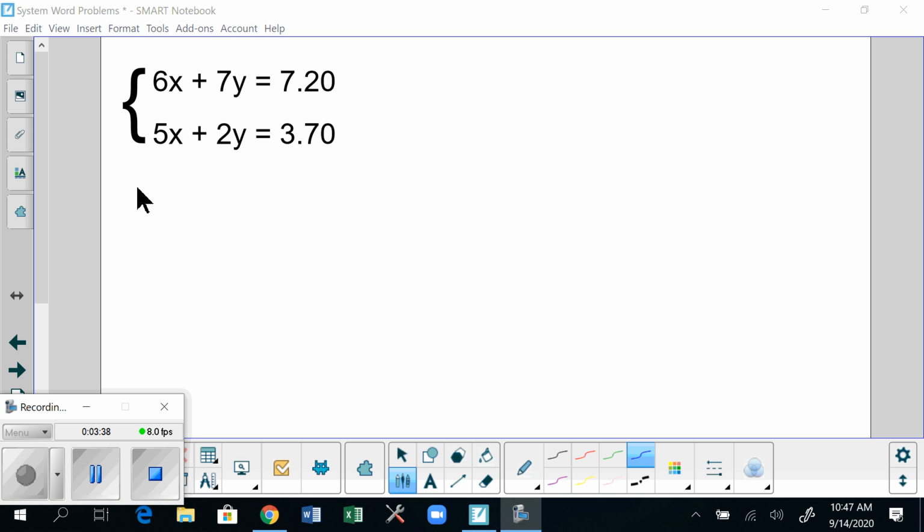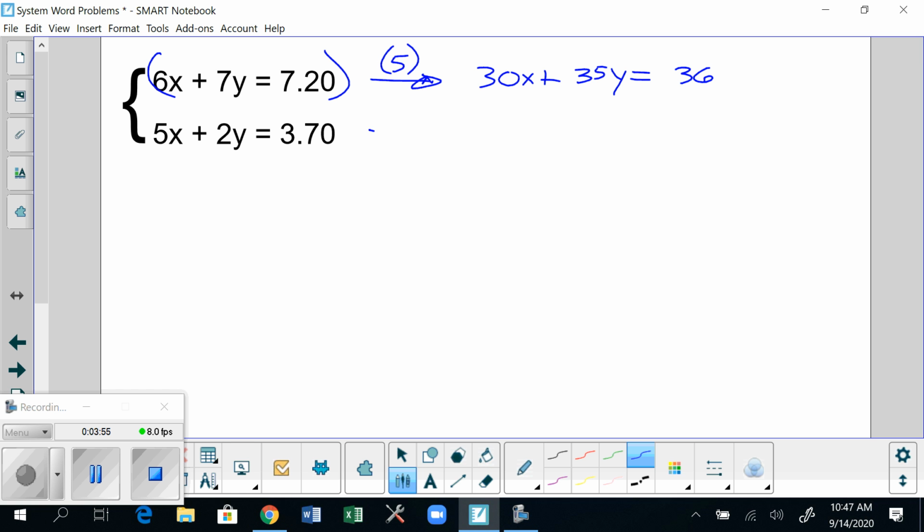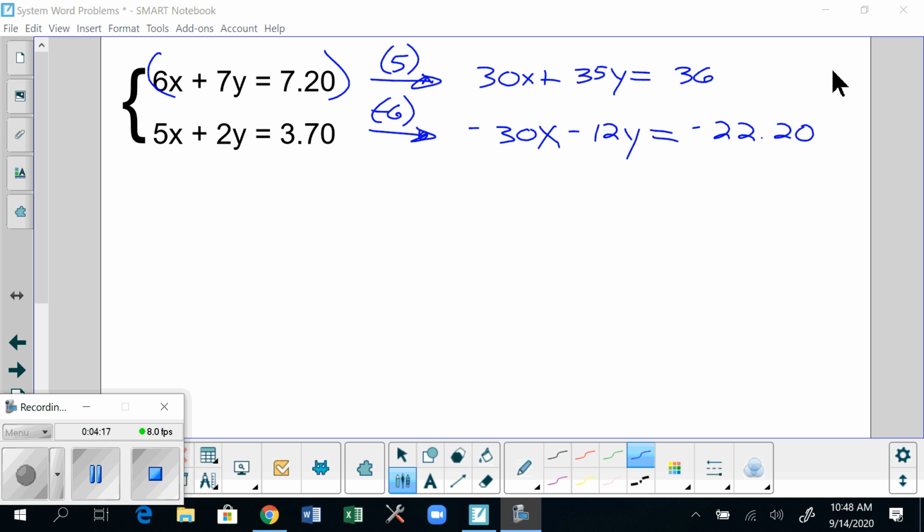So I'm going to multiply everything in Julie's order by 5. That'd be 30 tacos plus 35 burritos equals $36. I'm going to multiply everything in Roger's order by 6. And actually, I'm going to go ahead and make that a -6. The reason why, I know that will make -30 tacos, and that will allow my tacos to cancel out. I'll have -30 tacos minus 12 burritos equals, get the calculator out here, that equals -22.20.